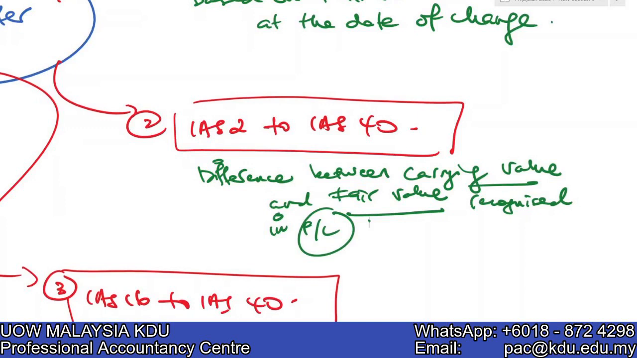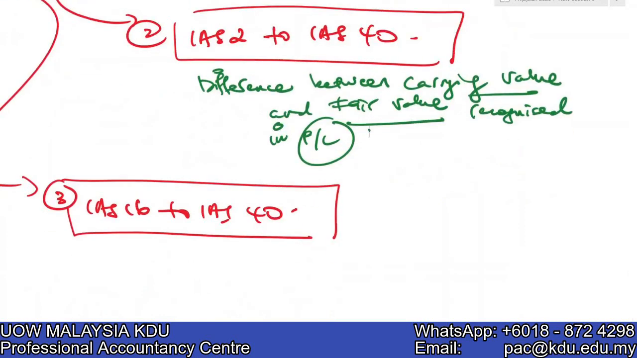What happens if these properties are used as my factory, my head office? Now I'm going to change it to rent it out. So IAS 16 to IAS 40. If it's IAS 16, it will be at what value? Carrying value. If it's IAS 40, fair value. So will there be a difference between carrying value and fair value? Yes, isn't it? So difference, what do we do?